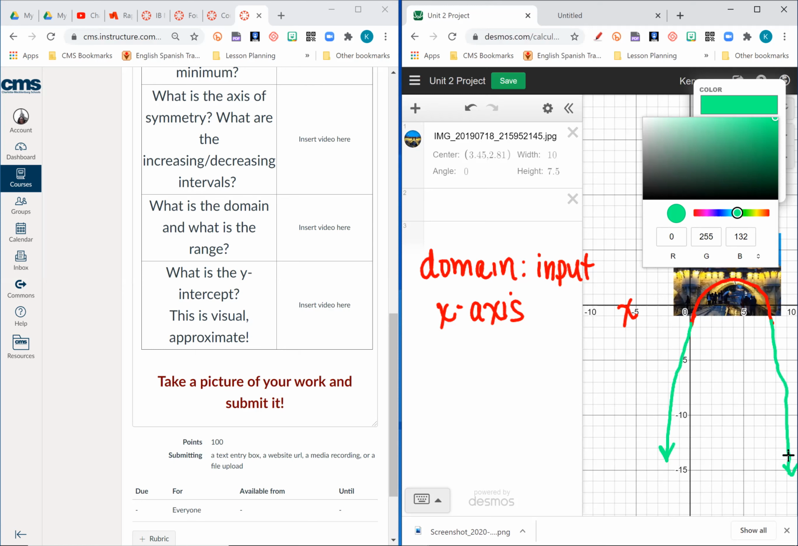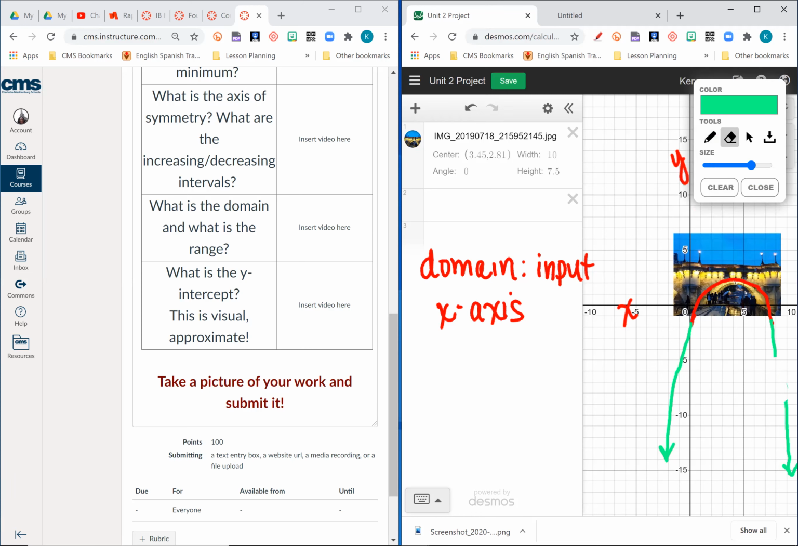So is my domain restricted? No, it's not. So when I look at this, I am clearly seeing that there is no restriction. It is going to get wider and wider until it goes off to negative infinity and positive infinity in both directions. So my domain for my parabola is always negative infinity to positive infinity. Another word for that is all real numbers.